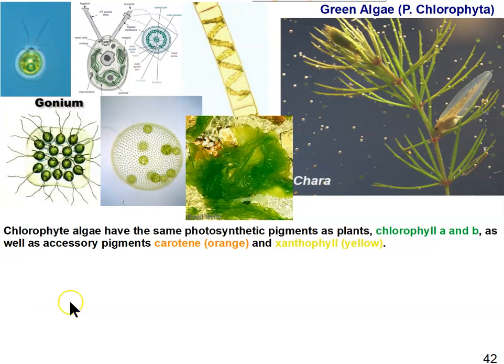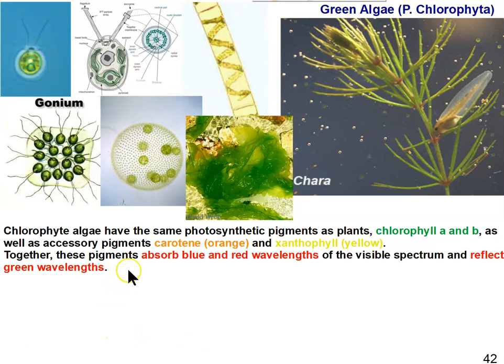imagine. And one of the things that is evidence of that are the photosynthetic pigments that they have. So they have chlorophyll A and B, and then accessory pigments that plants have too, like carotene, which is orange, and xanthophyll, which is yellow. And I know that's kind of hard to see. Sorry about that. It's trying to be fancy, making it yellow. Together, these pigments absorb the blue and red ends of the visible spectrum and reflect green, which is in the middle. And that's why they're green algae, and that's why plants are green.